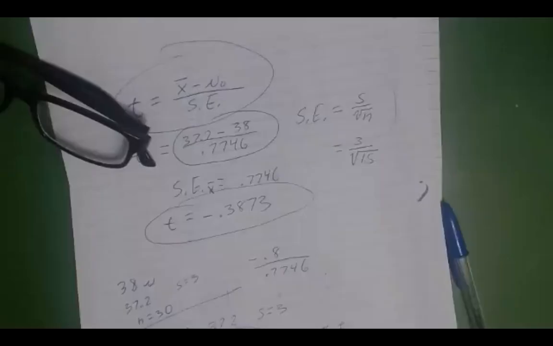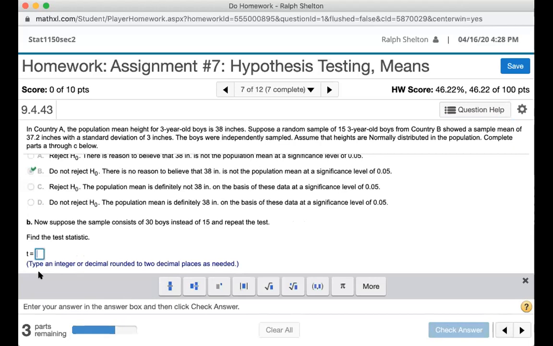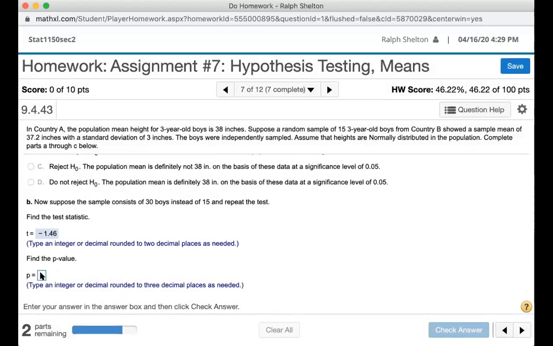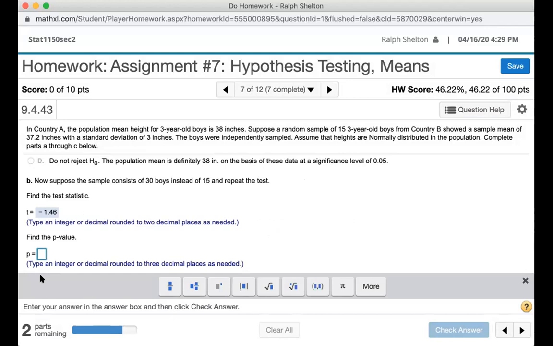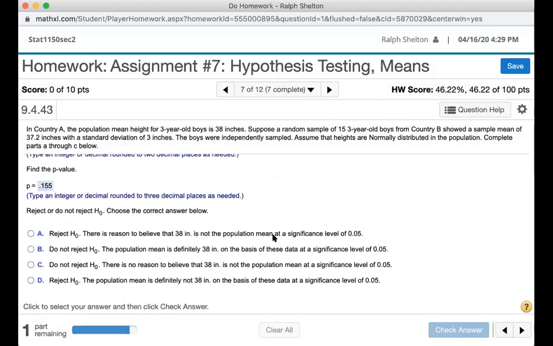So go back in the problem. I got to share it again. Okay, and I'll just put, it says to 2 decimal places, minus 1.46, p-value it says rounded to 3 decimal places, 0.155, okay? Do we reject or not reject? What do you think, Ruben?